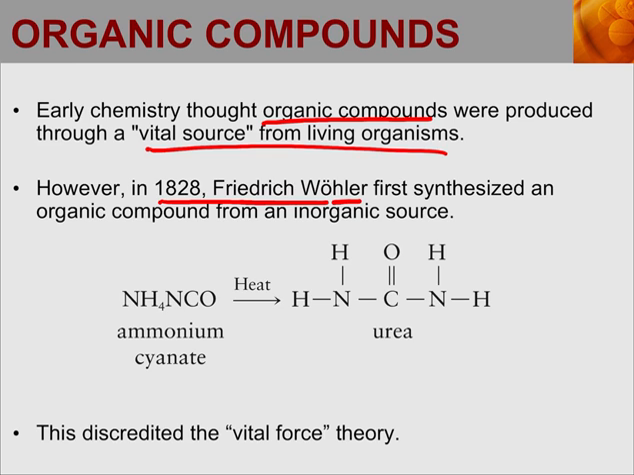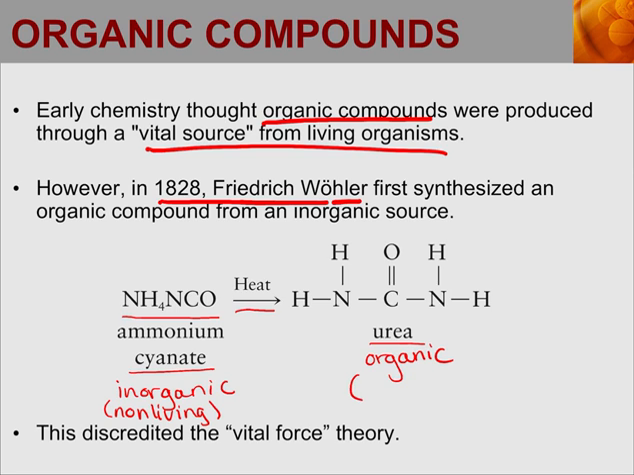So what Friedrich Wöhler did was he took a compound called ammonium cyanate, NH4NCO. And he added some heat, and he was able to produce something called urea, which is found in the urine of mammals. So he took something that was inorganic or thought to be non-living and made something organic, which back then was thought to be from a vital source or from a living organism. So what Friedrich Wöhler did was he discredited the vital force theory because you can synthesize organic compounds from inorganic compounds. So then the whole idea of organic chemistry changed.